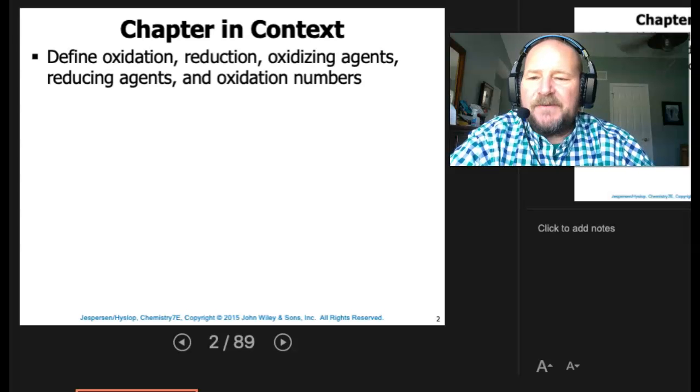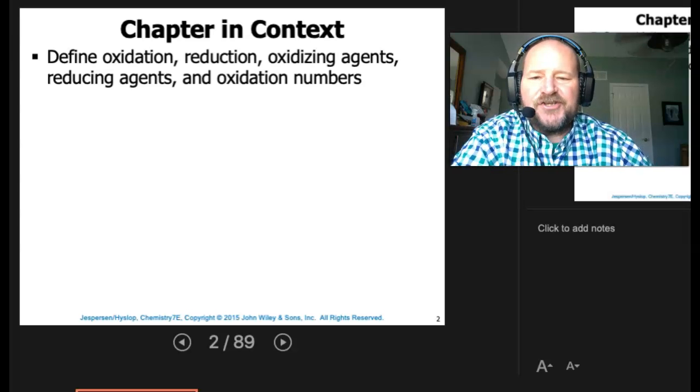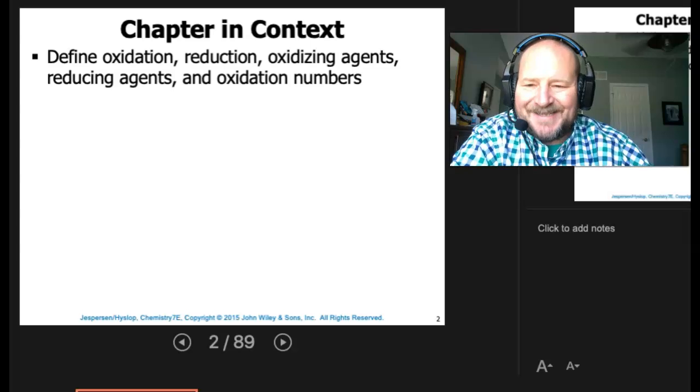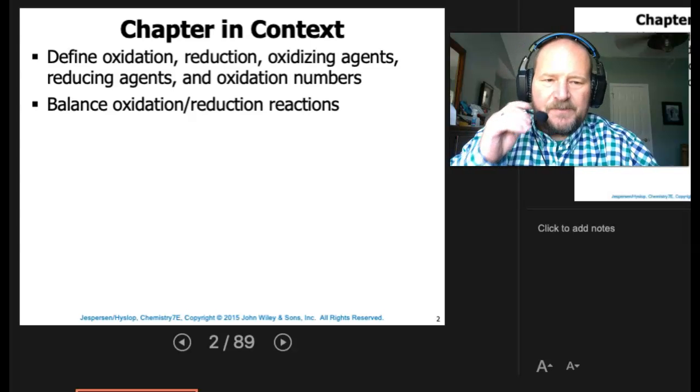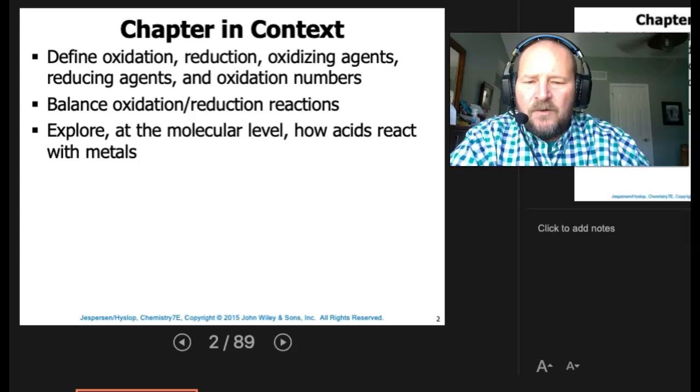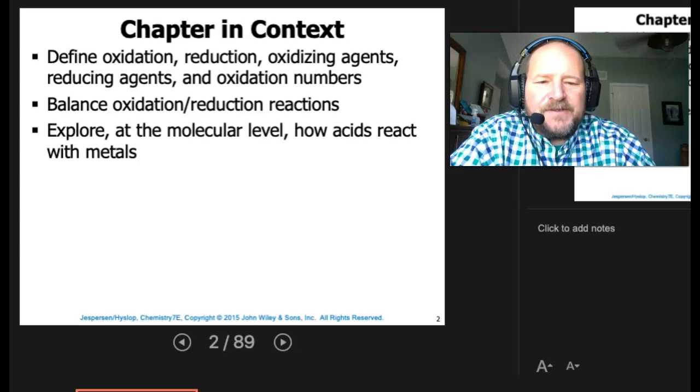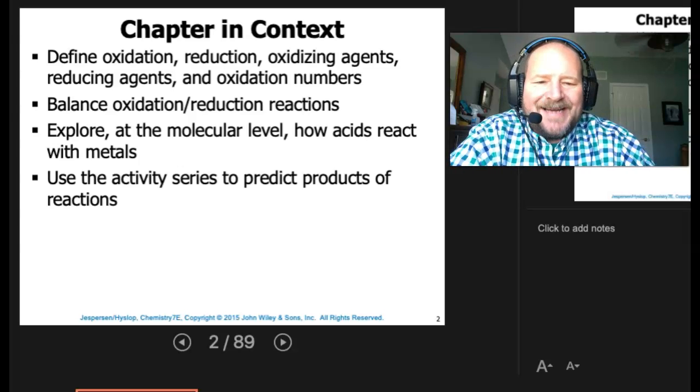So in this chapter, we're going to look at the definition of oxidation, reduction, what oxidizing agents are, what reducing agents are, and of course, calculating oxidation numbers. From there, we're going to look at how to balance oxidation and reduction reactions. There's several different methods. We're going to explore a couple of them. We'll look at how acids react with metals, and then we're going to look at what's called the activity series.